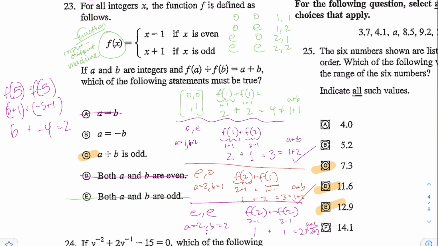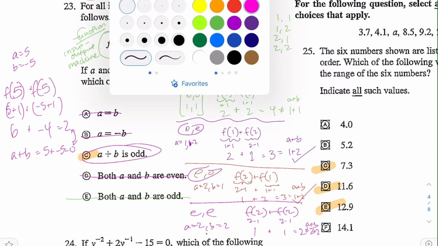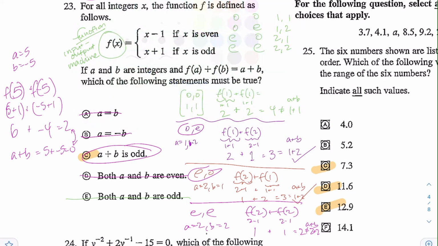equal to 2. And here, if you try A plus B, where A is equal to 5, B is equal to negative 5, that's equal to 5 plus negative 5, or 0. And 0 is not the same as 2. So you know that A can't be equal to negative B. The answer has to be choice C. So A plus B has to be odd. So it has to be even and an odd number. You can do this by just testing out numbers, by substituting really easy numbers like 1 and 2 here.